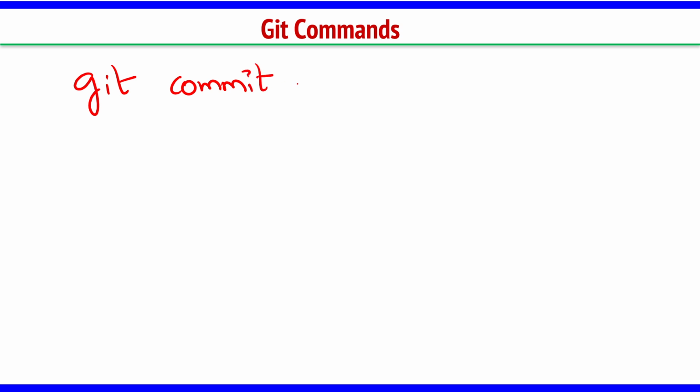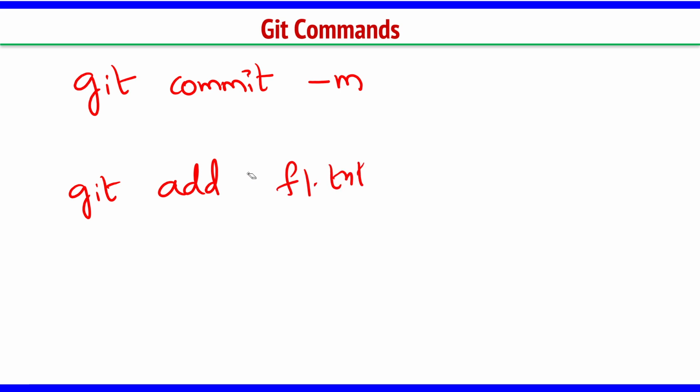Git commit -m, I will put here m. This means to put the message. Git commit -m is an option used for putting a message. If you don't want to put any message, you can just give git commit, because you have already brought something into the staging area using git add file1.txt. Then you can simply give git commit.